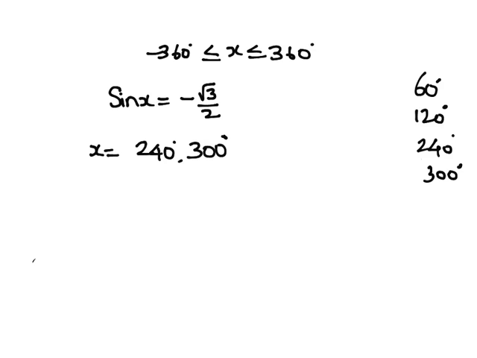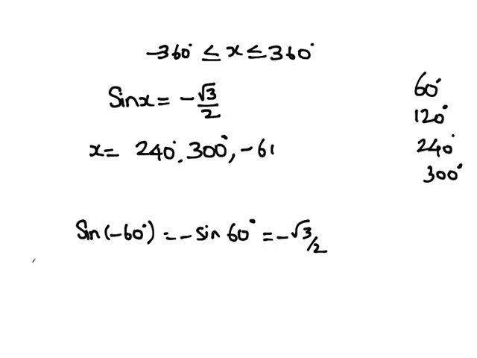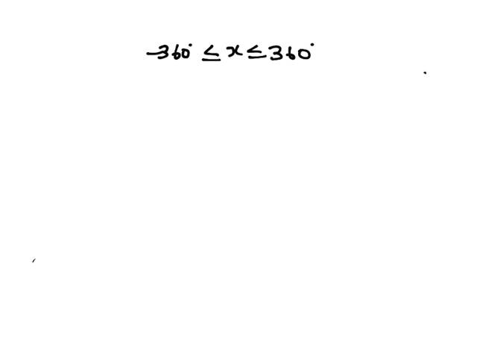Okay, but can x take minus 60? Let us check. Sine of minus 60 is minus sine 60, which is nothing but minus root 3 upon 2. So definitely here we have minus root 3 upon 2. So minus 60 degrees can also be a solution, and similarly minus 120 degrees can also be a solution for this trigonometric equation.